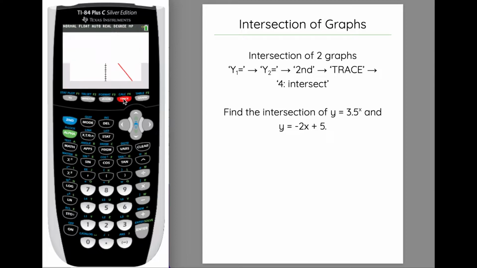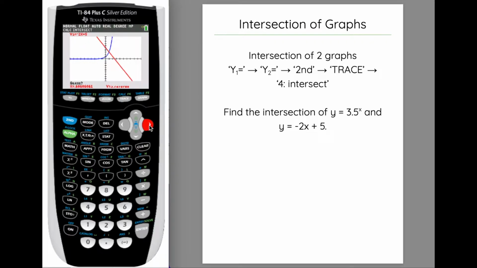So again, we go second trace, go to our calculate, and we look for intersect. And we hit enter. So it asks you the first curve, and you see the equation is here, 3.5 to the x. Is that the first curve? Yes. So we hit enter. Then it asks us the second one, it's the line, yep. And then we give a guess.